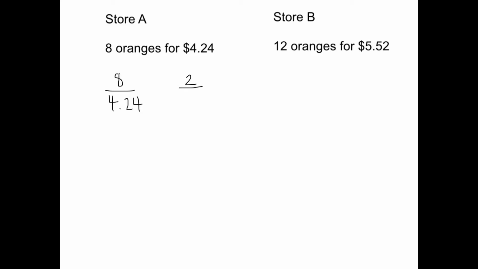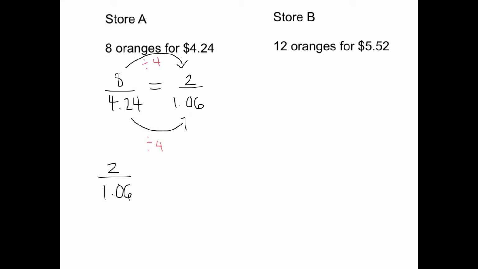How did I get from 8 to 2? The number's getting smaller, so we know that we must have divided. 8 divided by what gives us 2? We can do that in our head: 8 divided by 4 is equal to 2. Since these two statements are equal, whatever we do to one side of the equation, we must do to the other. So we must divide the denominator by 4 as well. $4.24 divided by 4 is equal to 1.06. This tells us that for every 2 oranges, we're going to spend $1.06.